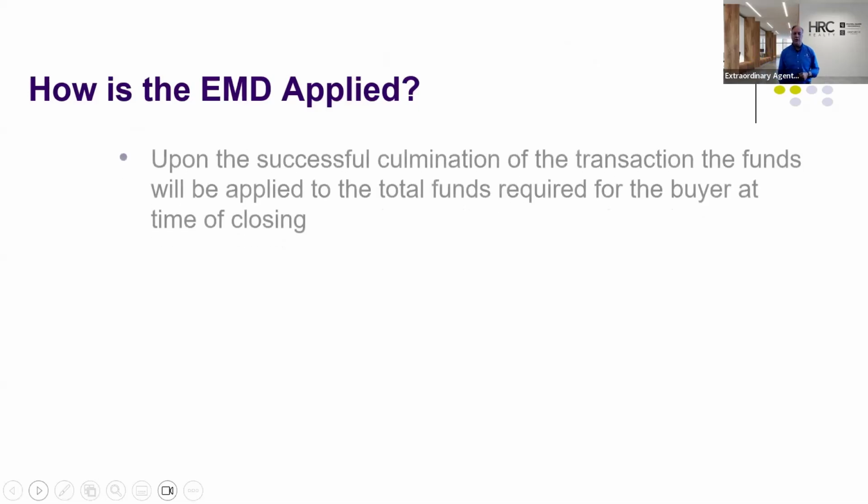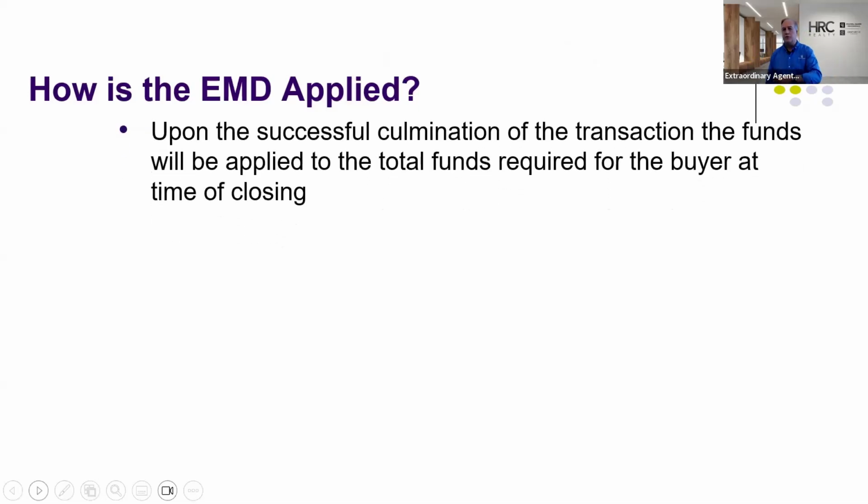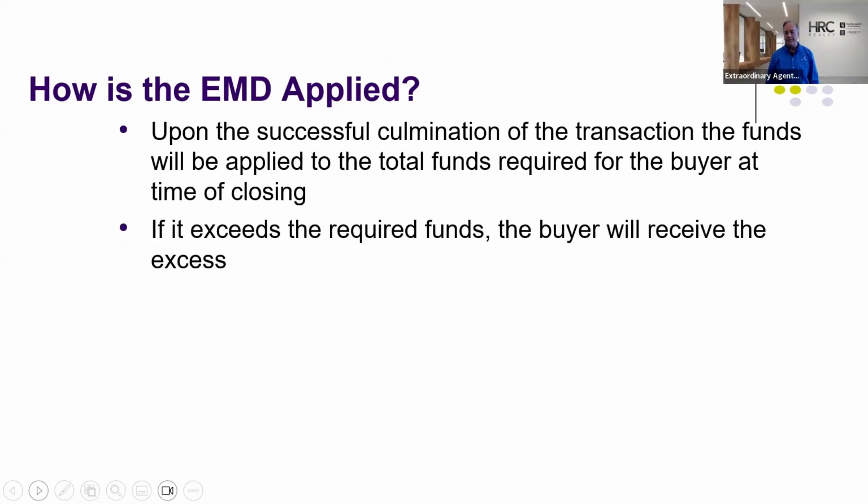All right, so how is EMD applied? Here's what we know. When we close the deal, it's going toward the total amount of money they need that day for closing. So if they gave me 5,000, they needed 10,000, they're only doing 5,000 a day of closing. We'll just keep it simple for that part of it.